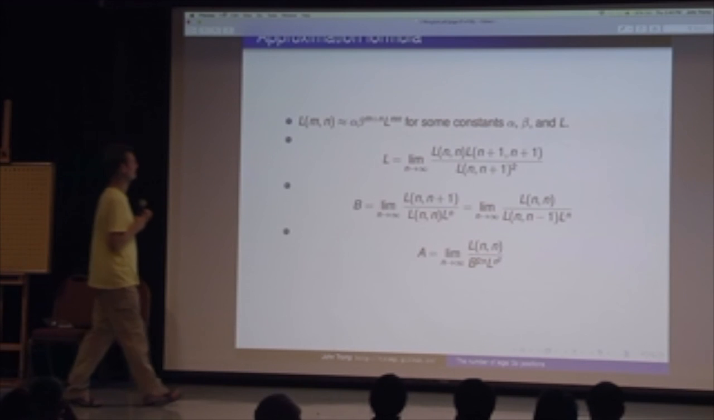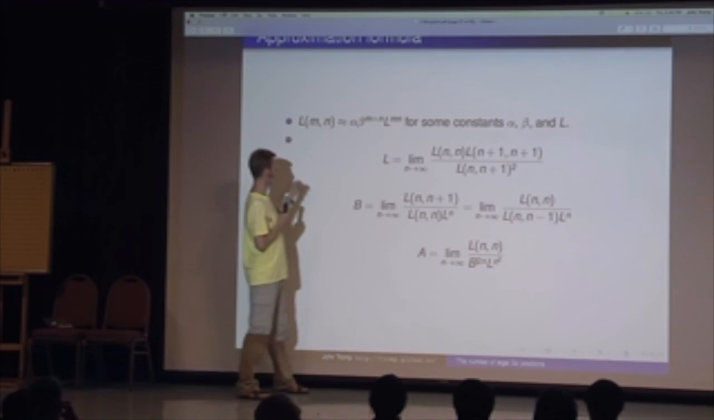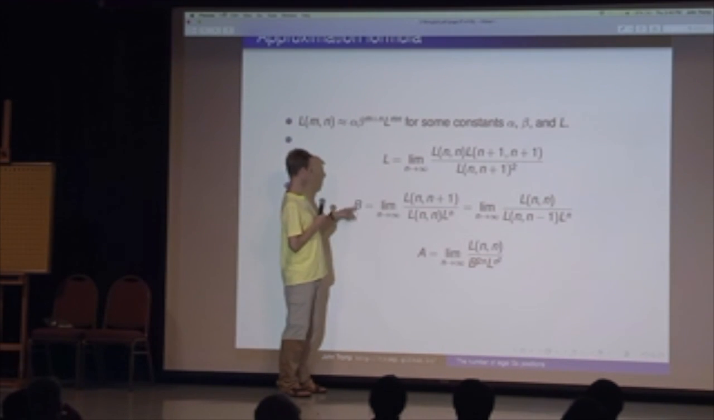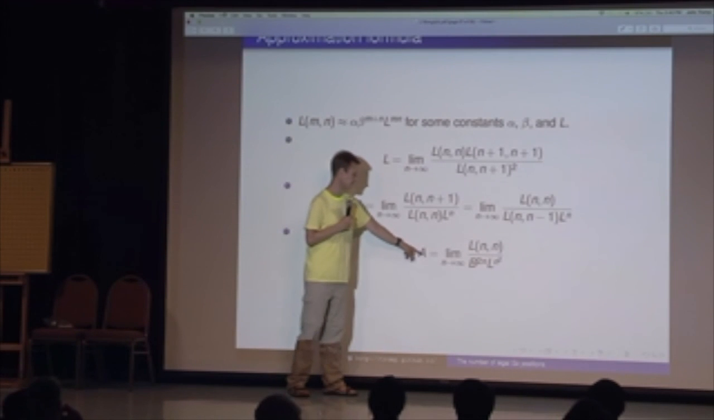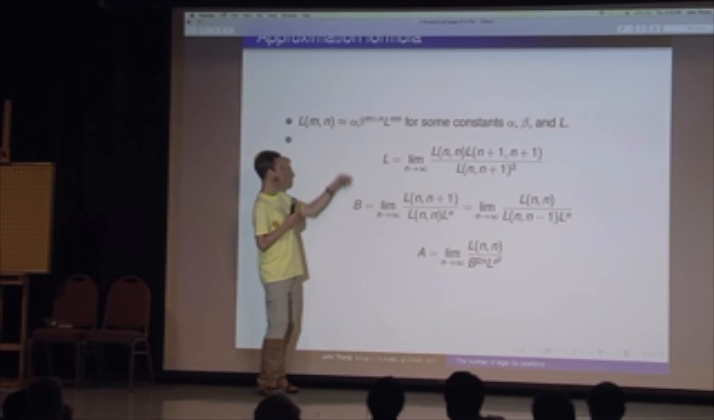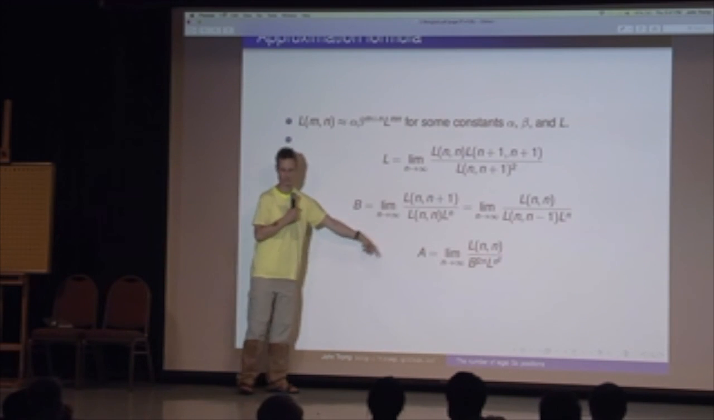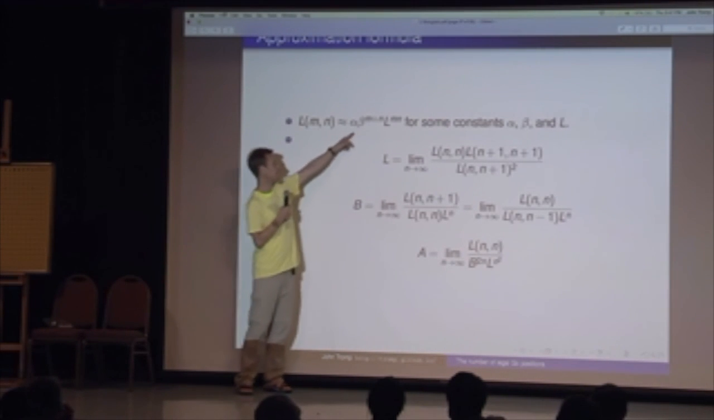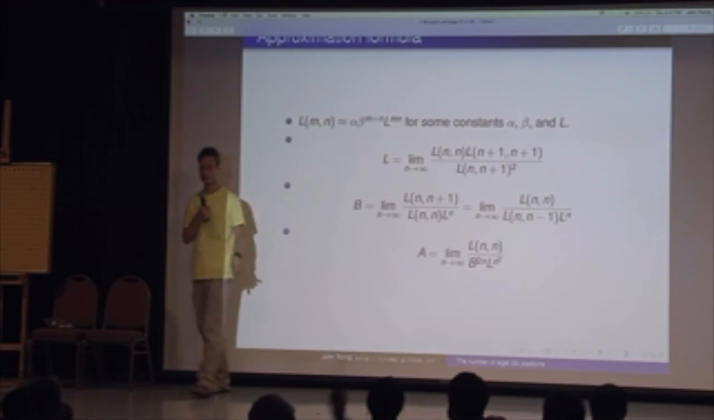Oh, this I copy and pasted from different places. So this should be beta, this should be alpha. I use both alpha and capital A to denote this one thing, and both beta and B to denote the other one.